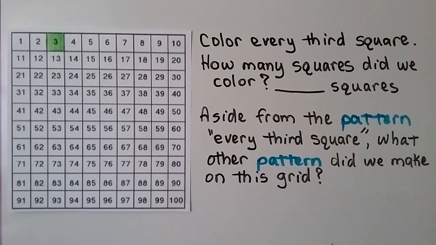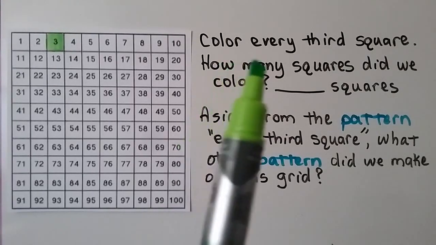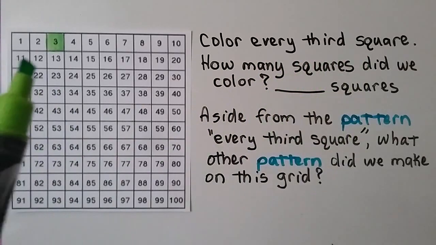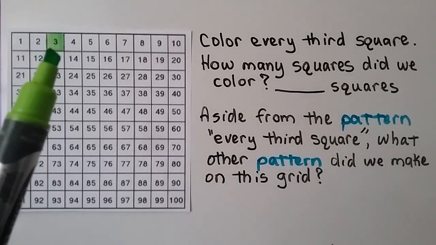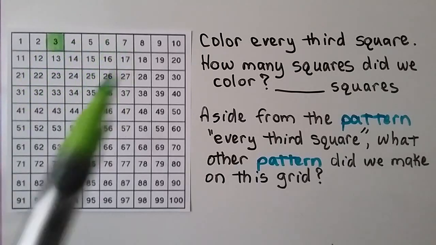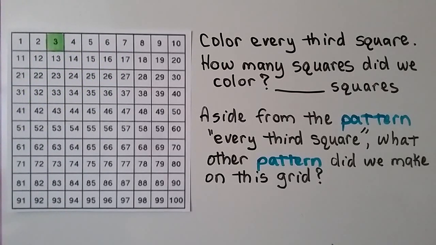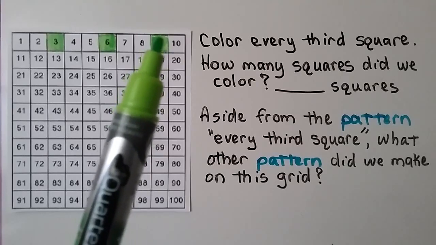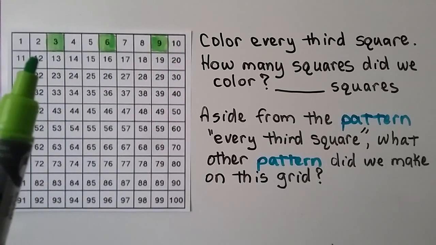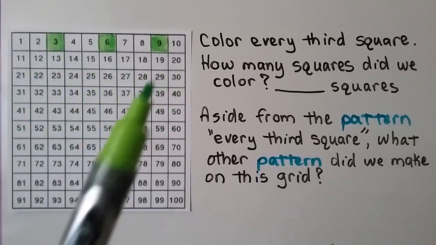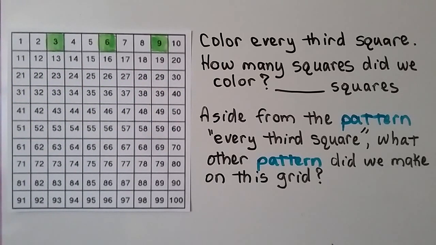Here we have a 100 chart. It goes from 1 to 100, and it's telling us to color every third square. So we start with the third square, and we're going to color every third square. The next square is going to be 6, then 9. The next number will be, we're at 9, we go 1, 2, 3, it'll be the 12. And I'm going to finish coloring every third square on the entire 100 chart.